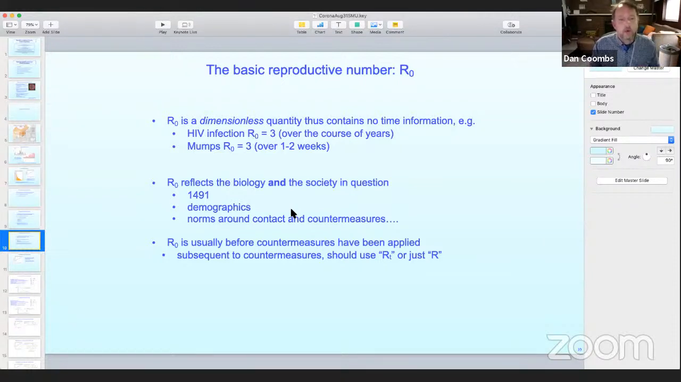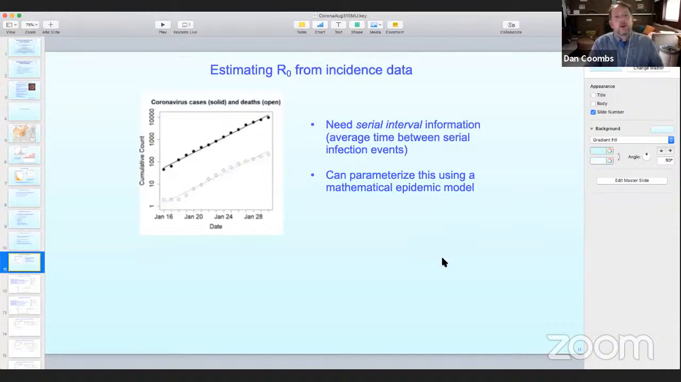Okay. And just finally, a point of nomenclature. R0 is usually before the countermeasures have been applied. After the countermeasures, people often use RT or just plain old R. Okay. All right. So let's think about how we're going to estimate this R0 from the incidence data.